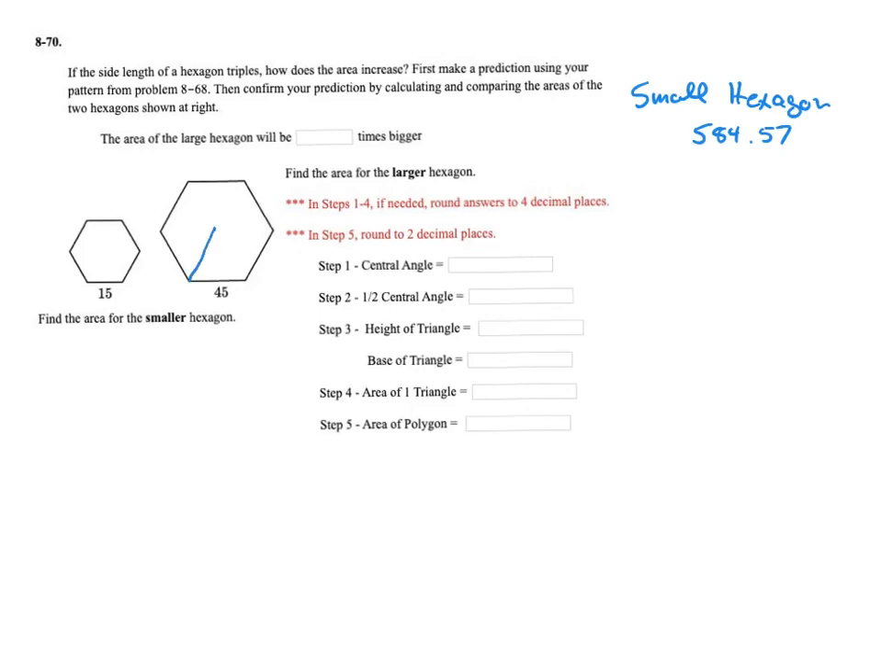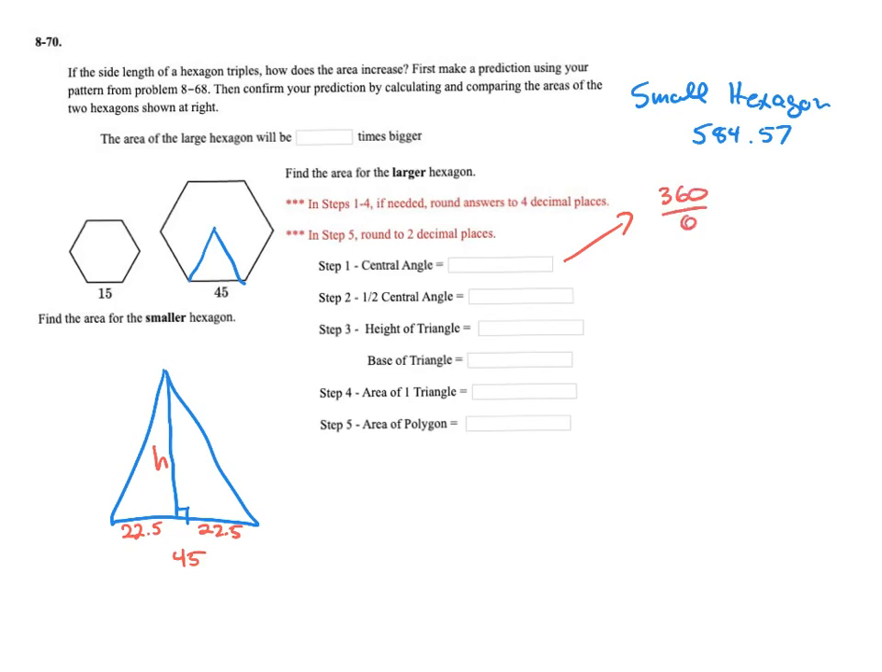Now let's find the area of the large hexagon. Again, I'm going to make one triangle here, draw that over here, and draw in the height. In this case, my base is 45, which means each side over here is 22.5, and again, I need to find the height. Just like before, we find the central angle, which is 360 divided by 6, which equals 60. Then we need half of the central angle. So half of 60 is equal to 30. That angle goes in here.